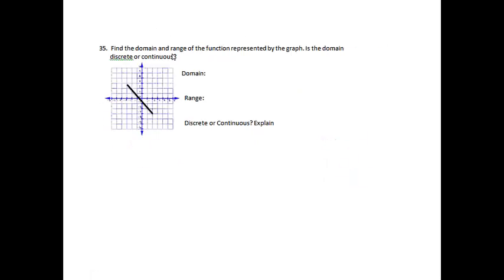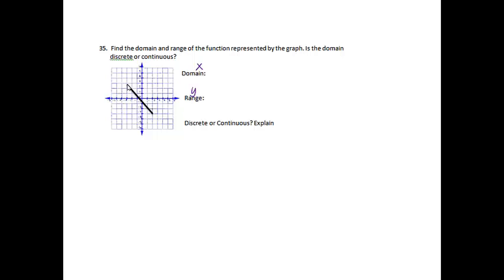Number 35, find the domain and range of the function represented by the graph. Is the domain discrete or continuous? All right, so first of all, we're going to look at the domain. Remember, the domain is the x's and the range is the y's. And so this time it's connected. We're going to be looking at this a little bit.